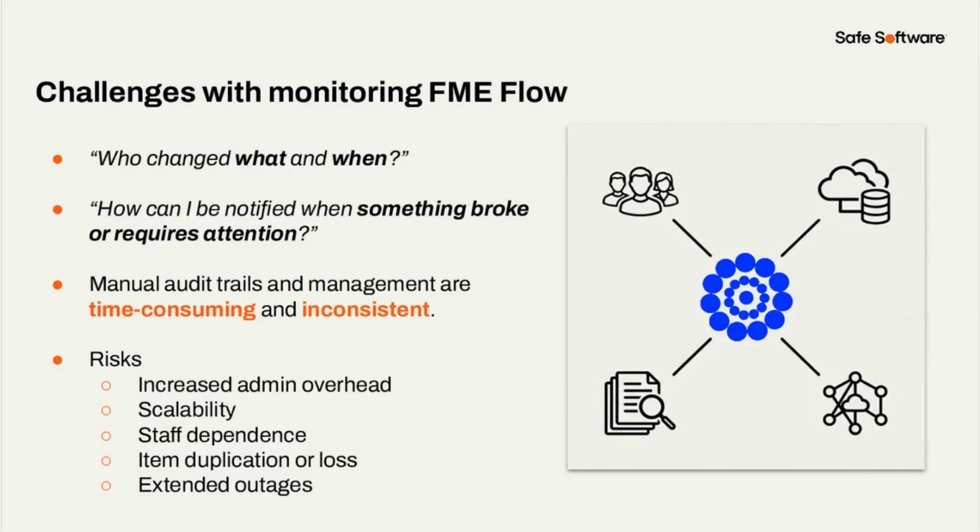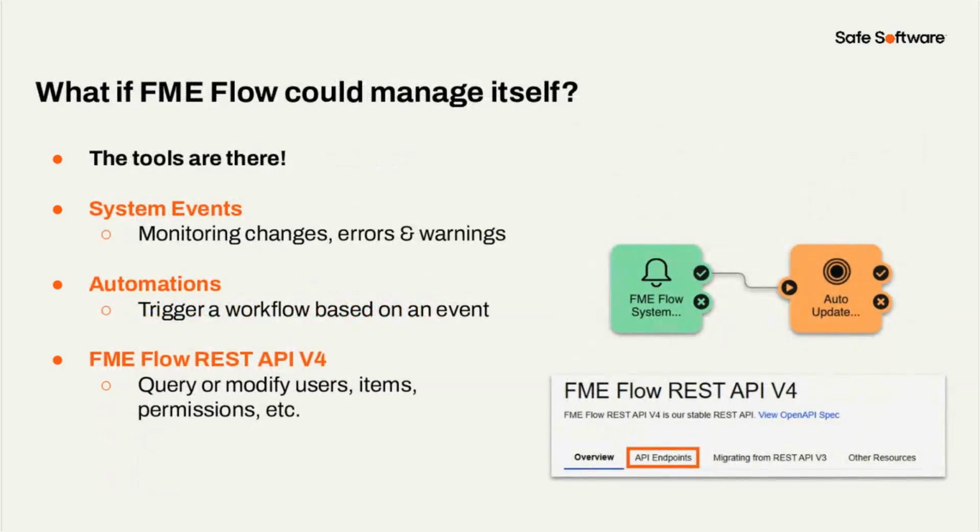This can be a bit of a scalability issue too, because as your instance grows and your user base grows, that means a lot more moving parts are on your instance. There can also be staff dependence or specific knowledge about very specific things. There may be unintended duplication or loss of items when a lot of things are going on at the same time, and even extended outages because maybe you didn't know that something was out. So what if FME Flow could manage itself?